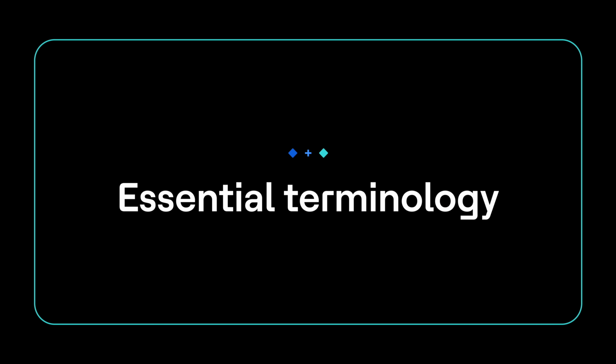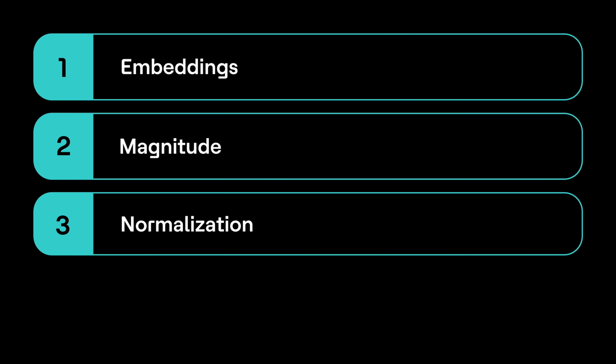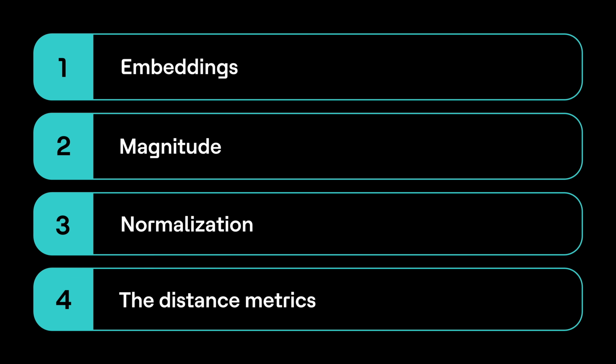And if you're just learning about vector search, you'll want to check out our What is a Vector Database video and the other episodes earlier in this series to quickly get you across the basics. But before we dive in, there's some essential terminology worth knowing first. The key terms are embeddings, magnitude, normalization, and the distance metrics themselves.